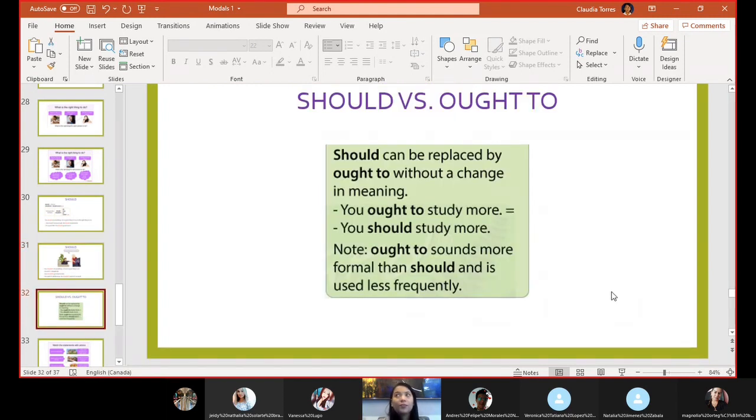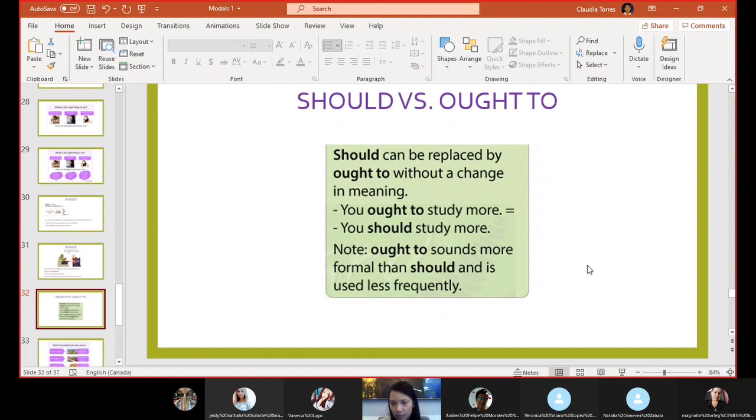And here now, this one is a little bit different. Now we have should and ought. Ought is more formal. You can replace should with ought, but to be honest, it's not very common. Why is it not common? Because it's more formal, right? So usually people just say should.